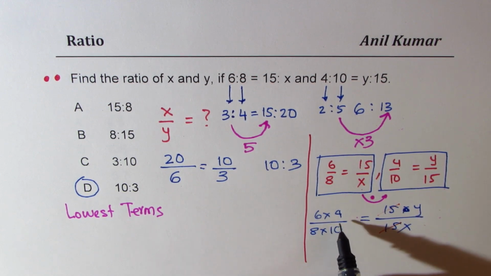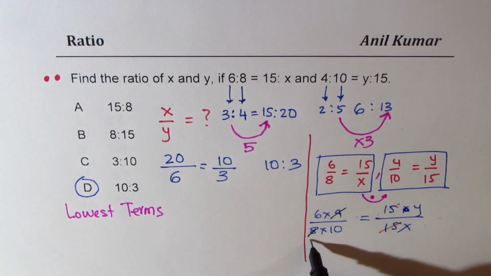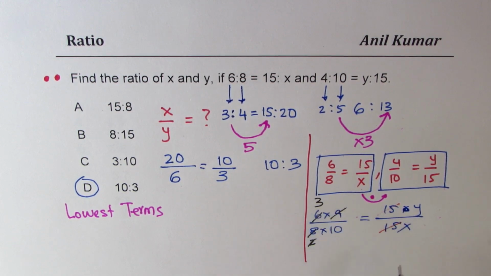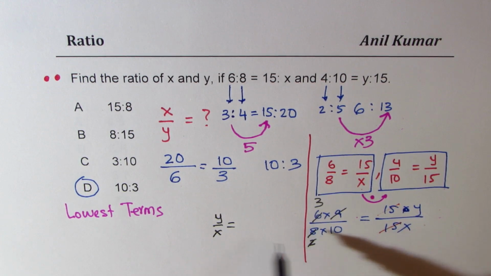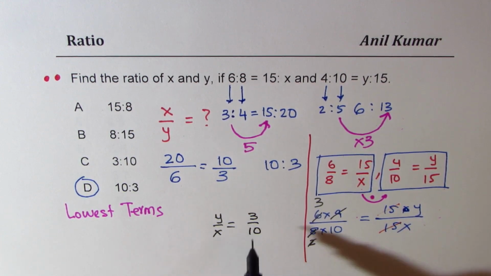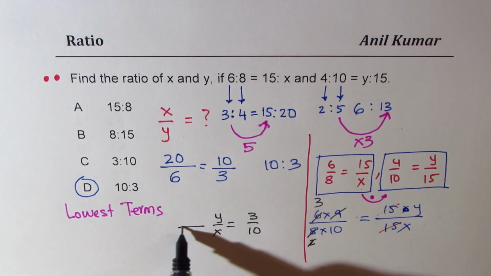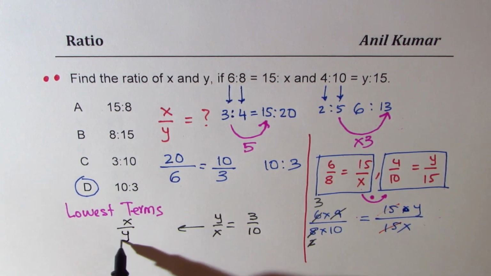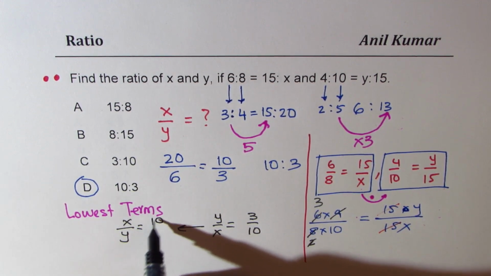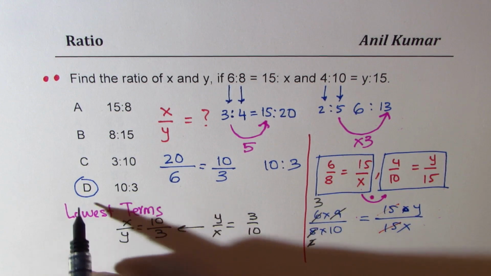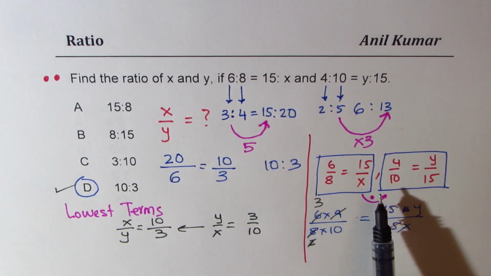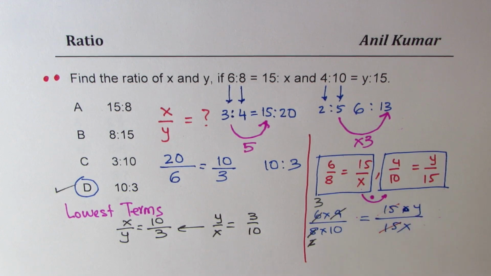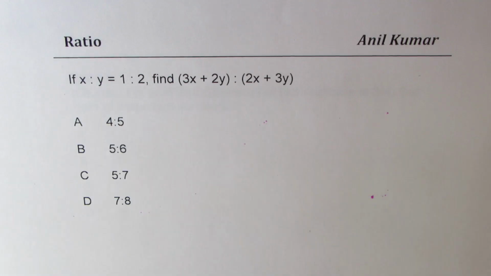We could simplify this also, taking this 2 times and this 3 times. So what we get here is y over x is 3 over 10. Since we need to find, going backwards, x over y, we need to flip it. And we get 10 over 3, the same answer. So at times, you could adopt this method also. Perfect? But I think both are equally good.